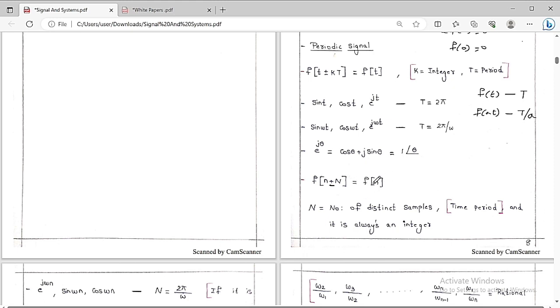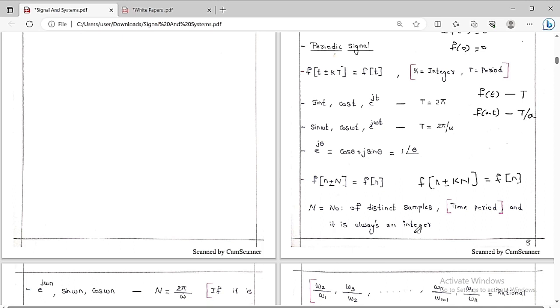This is for the discrete nature. We can also use some factor k, so I can write a general expression like this: f of n plus or minus k into N is equal to f of n. Here k is an integer, plus or minus 1, plus or minus 2 and so on, and N is the time period of this discrete signal. N is called the number of distinct samples, or the time period, and it is always an integer, because in the case of discrete time we always take only integer values 1, 2, so it will definitely be an integer value only.